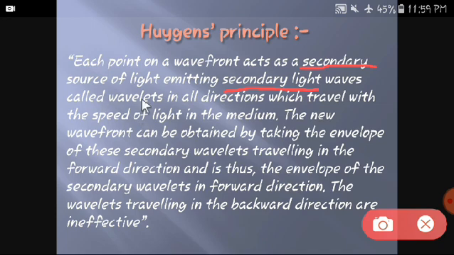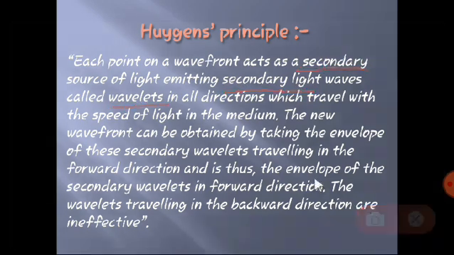He is letting the waves move forward, so wavelets are there. They are called wavelets in all directions, which travel with the speed of light in the medium. The new wavefront can be obtained by taking the envelope of these secondary wavelets traveling in the forward direction, and is thus the envelope of secondary wavelets in the forward direction. The wavelets traveling in the backward direction are ineffective.